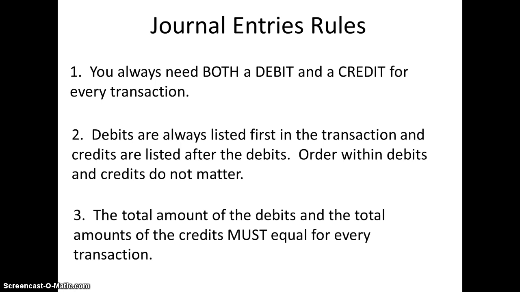The order within the debits and credits doesn't matter as long as debits come first and credits come after the debits. The total number of debits, the total dollar amount of debits, and the total dollar amount of credits for every transaction has to agree.